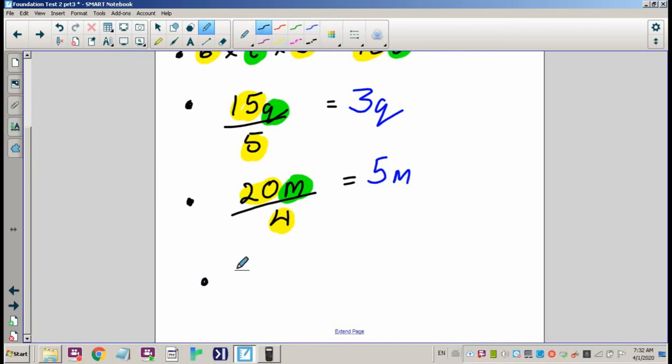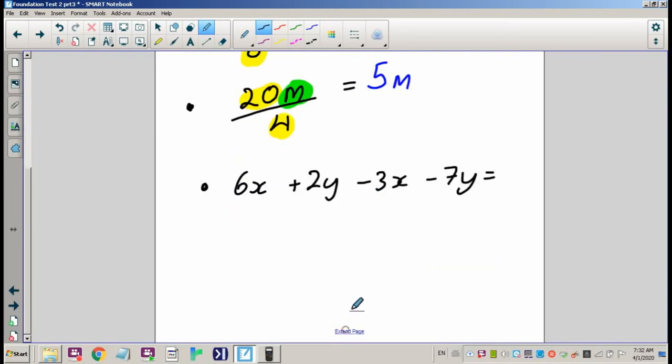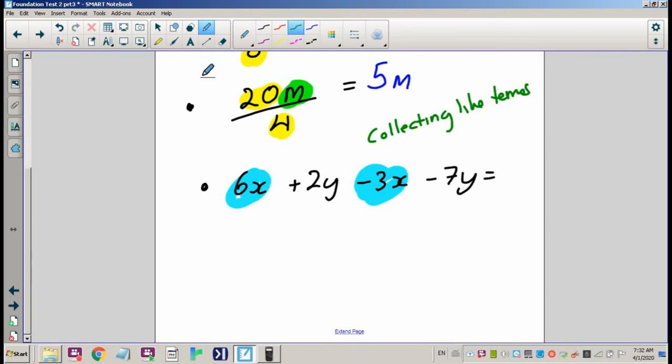And the last one I want to simplify is, well, we've been looking at multiplying and dividing. Let's look at adding and subtracting. Here you go, 6x plus 2y minus 3x minus 7y. Now, the thing to remember here is you can only add x's together. The technical term years ago was called collecting like terms. So we can only deal with the x's together, only they can be combined or collected, and the y's are a totally separate term, and only they can be collected.